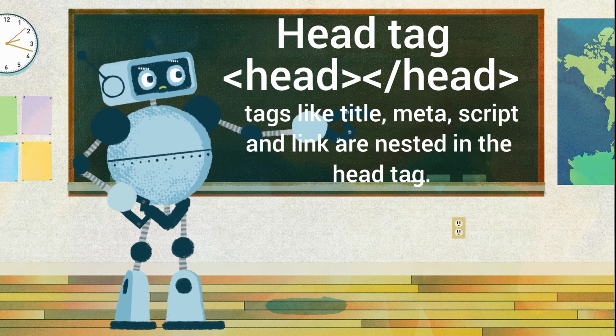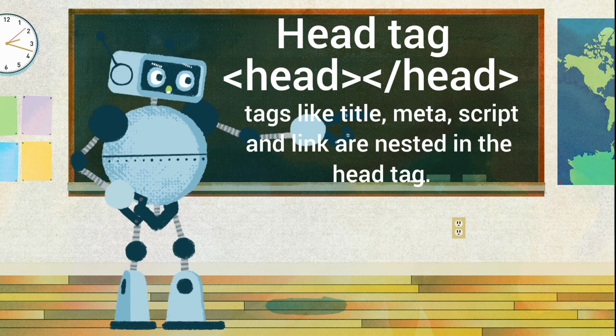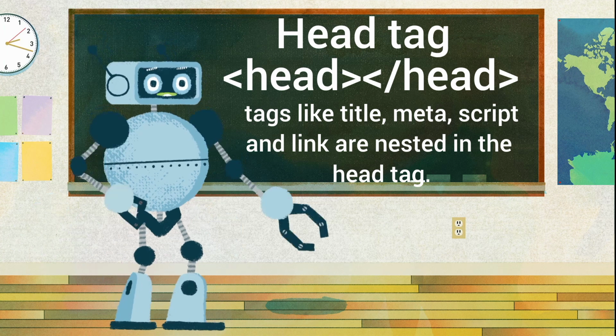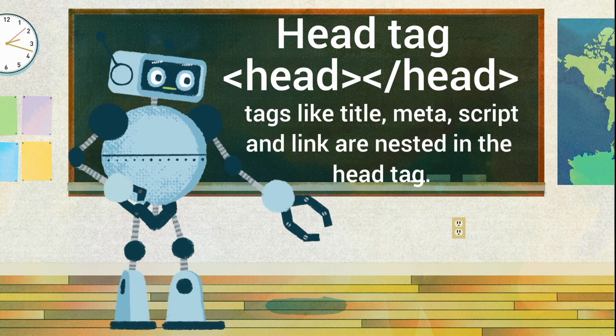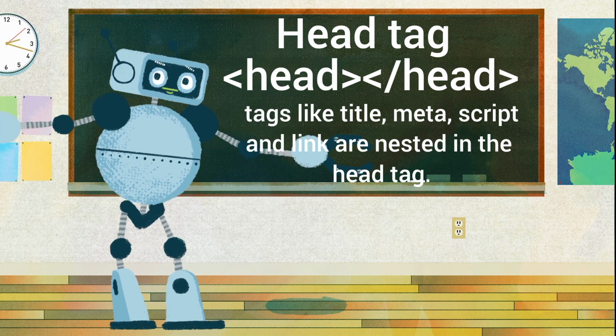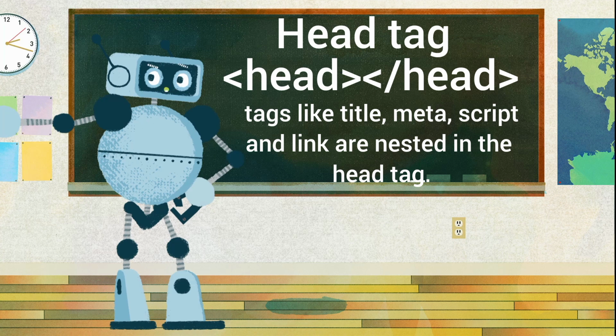The head tag typically contains info that isn't directly visible to the user, but is instead used by browsers, search engines, and so on to understand the nature of the document. Some common tags that are normally nested in the head tag are title tags, meta tags, link tag, and script tags. Take note, nesting is the act of putting one tag into another.